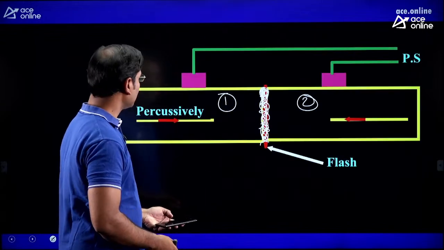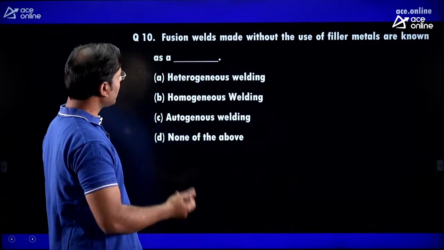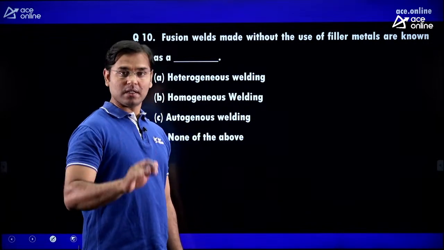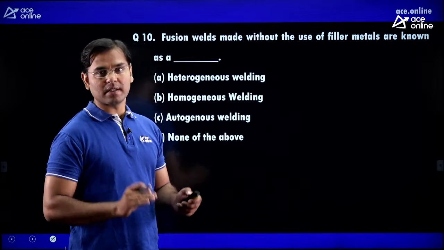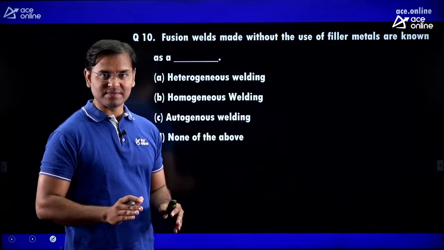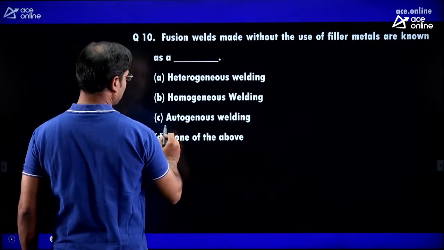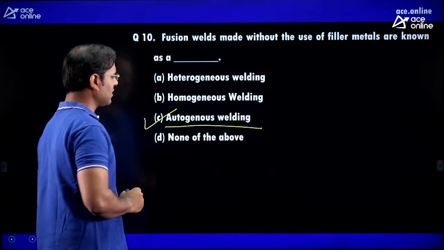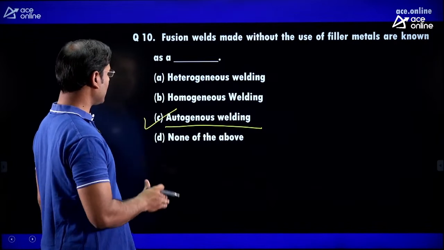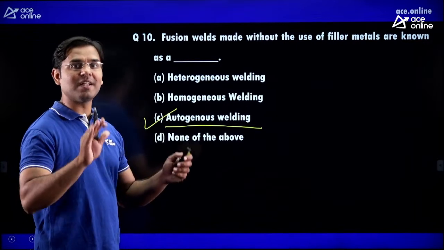Now see the next question, the last question of this welding. Fusion welds made without the use of filler metal. Welding can be done without the use of filler metal, without a filler rod, then that welding is autogenous welding. You can see this is autogenous welding. Its correct answer is autogenous welding. Fusion welds made without use of filler metal are known as autogenous welding. No need to use the filler rod.